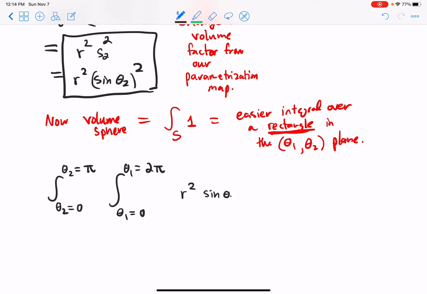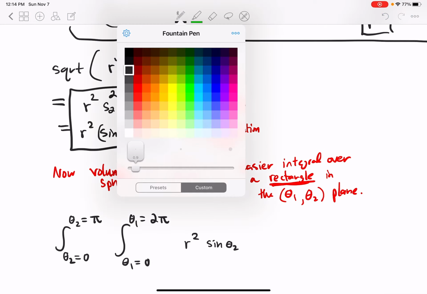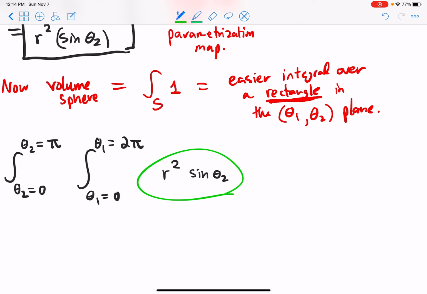sine of theta 2. Oh, you know what? I made a mistake. Look at this. Sine of theta 2 squared, square root. Well, that was a mistake. So this doesn't. Yeah, the square root of something squared is now to the first power. Okay, so this is the answer.